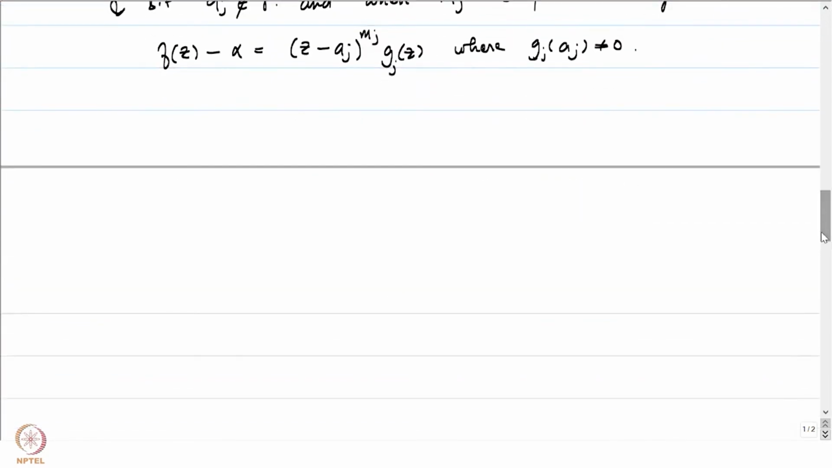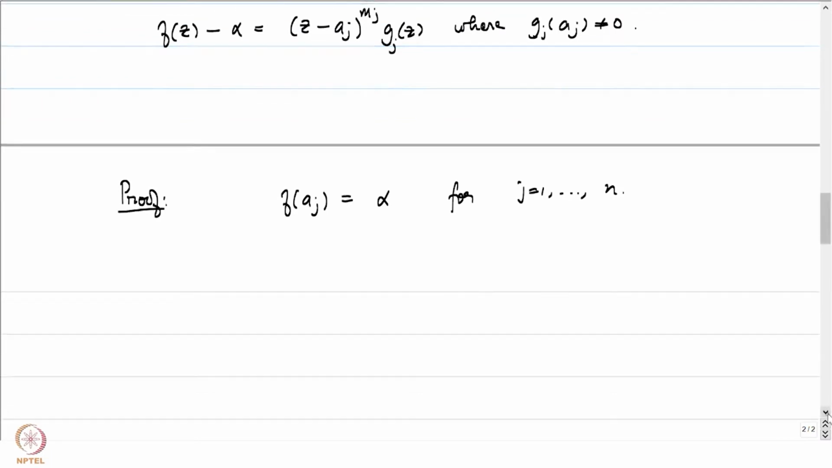Okay, let's give a proof of this. The proof is not very complicated. It's just observing the right things as usual. What do we know? We know that f of aj is equal to alpha for j equal to 1 to n. And we also know that f of z minus alpha has multiplicity mj at aj.